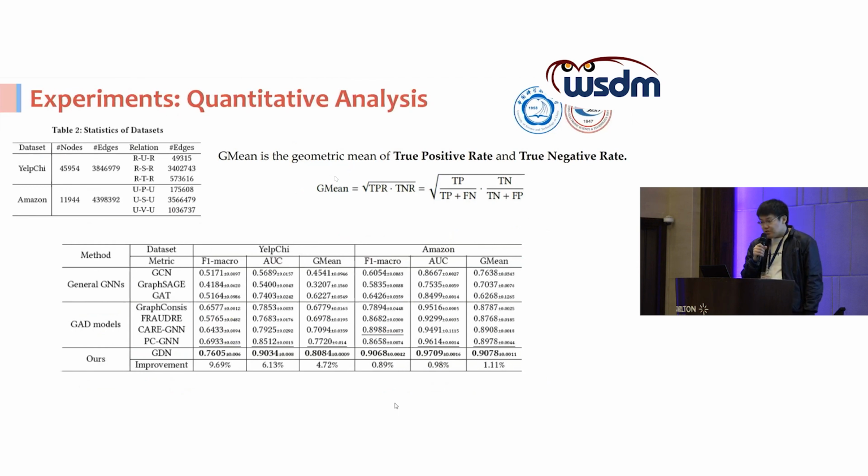And here are the experiments. We evaluate our model on two real-world benchmarks, and we adopt three metrics. These metrics are good for imbalanced tasks: F1 macro, AUC, and G-mean. G-mean is the geometric mean of true positive rate and true negative rate. As can be seen from the table, our model outperforms baselines on two datasets over all of the three metrics.